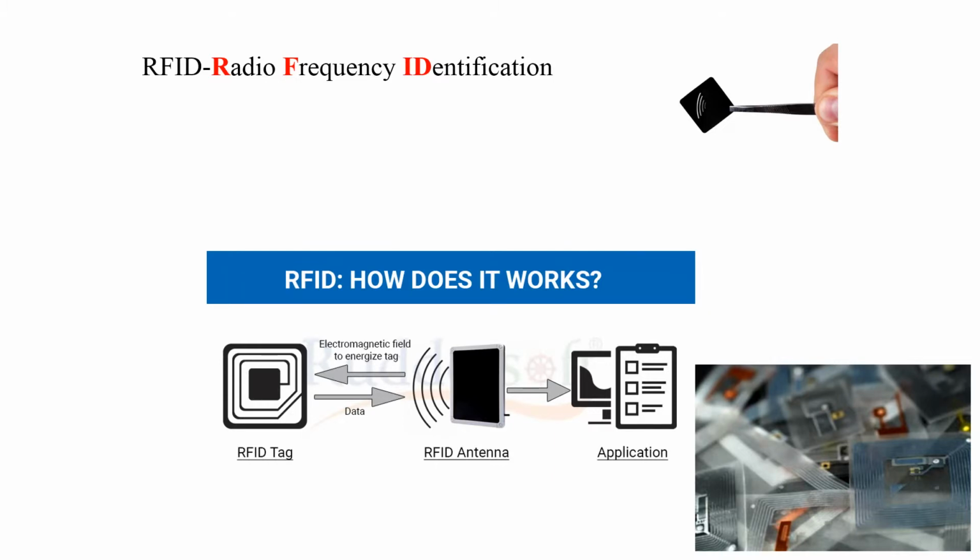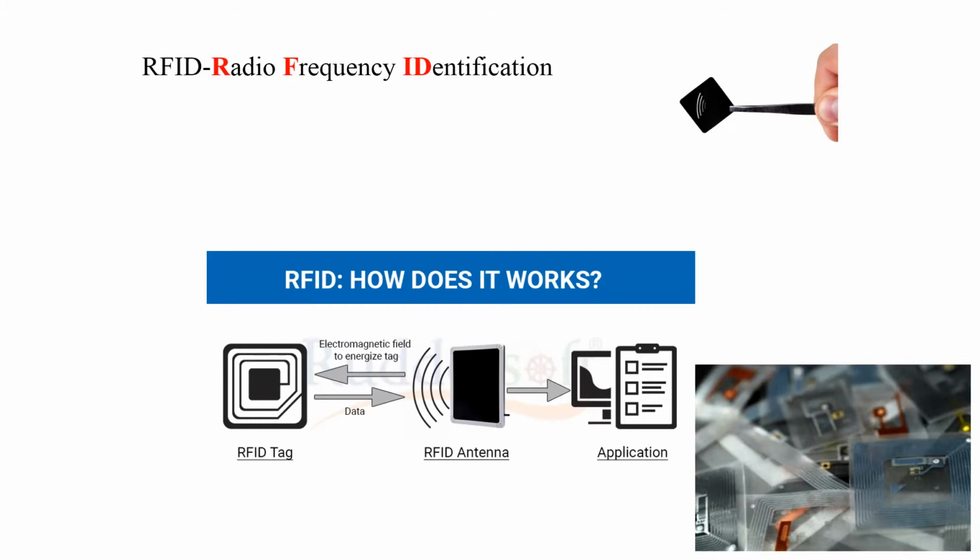This RF radiation does two main things. First one is it provides energy to the transponder to communicate. Second, it makes the scanning antenna and the RFID tag encode and decode data to maintain the mutual communication.